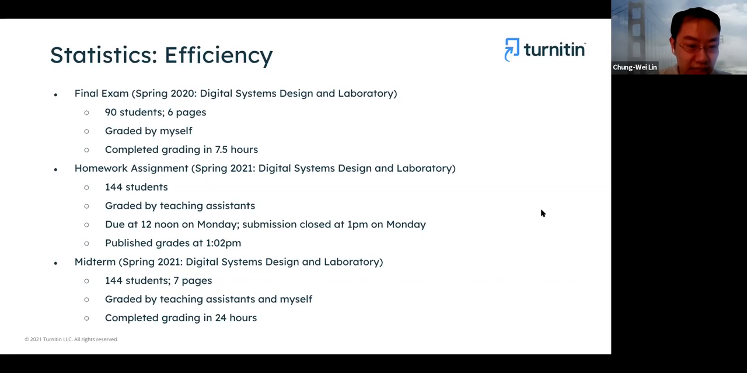Again, the same course, the midterm this semester, we have 144 students and 7 pages. This time, the midterm was graded by the TAs and myself. And again, we can complete the grading in 24 hours. So that's the stats about our efficiency, and that's something you can achieve with Gradescope.